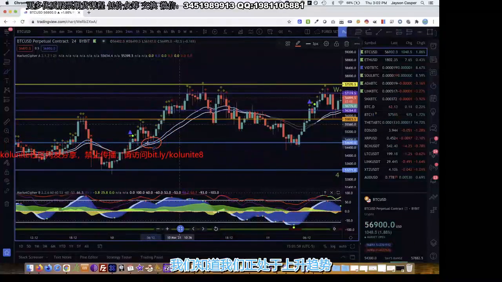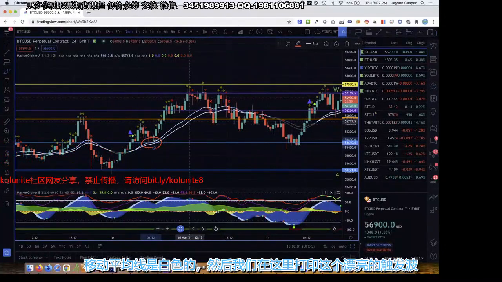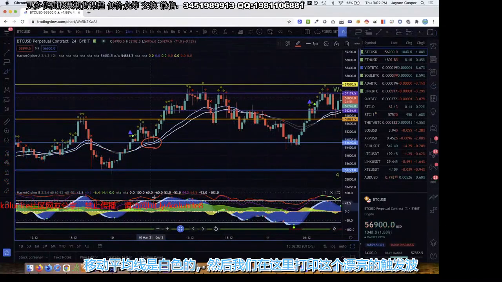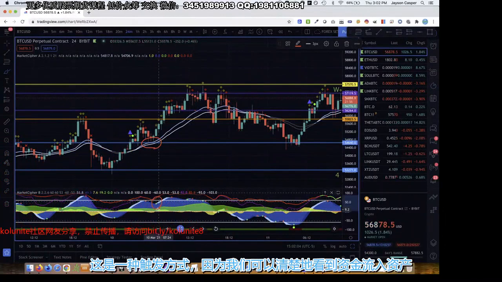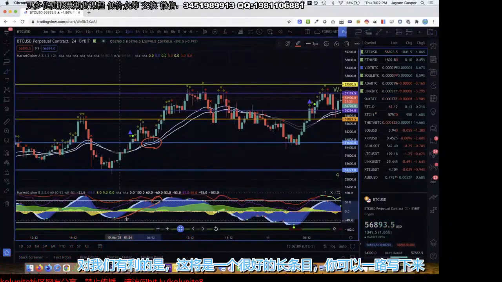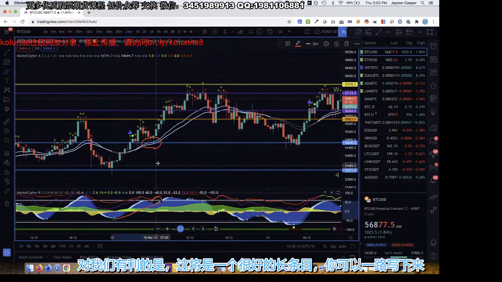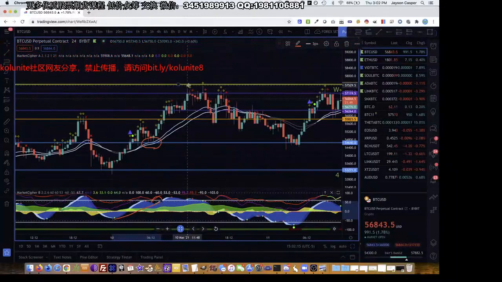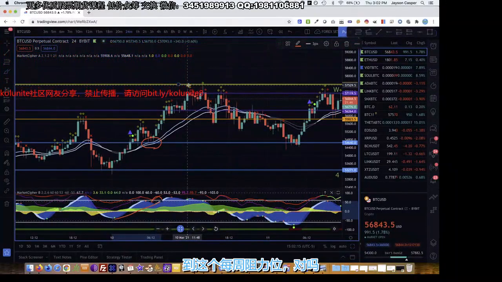We know we're in an uptrend because the Market Cipher A moving averages are white. And then we print this nice trigger wave right here. It's a trigger wave because we can see clearly money flow coming into the asset. We see the momentum moving up in our favor. That would have been a great long entry right here. You could have ridden that thing up all the way to this weekly resistance level, right?